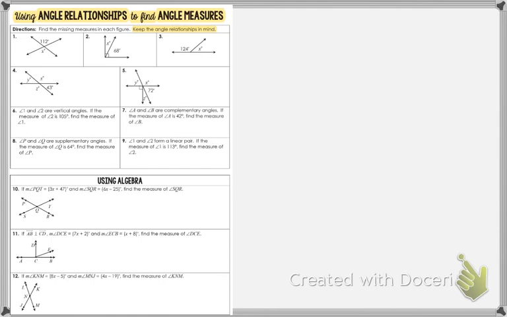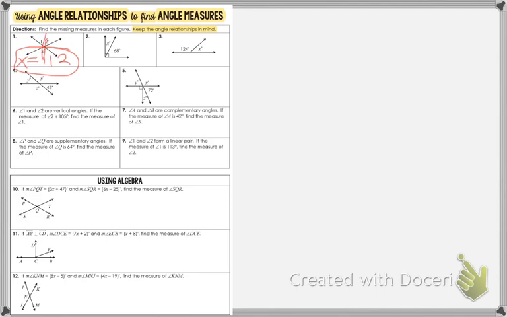Number 1, you have 112, and right across them you have the variable x. So I'm thinking they want to know what x is. Well, guess what? These two are right across from each other, vertical angles, and if you look at the definition, they are congruent. Those are the easiest ones. So x is 112.